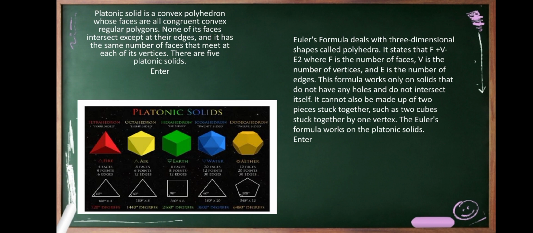A Platonic solid is a convex polyhedron whose faces are all congruent convex regular polygons. None of its faces intersect except at their edges, and it has the same number of faces that meet at each of its vertices. There are five Platonic solids.